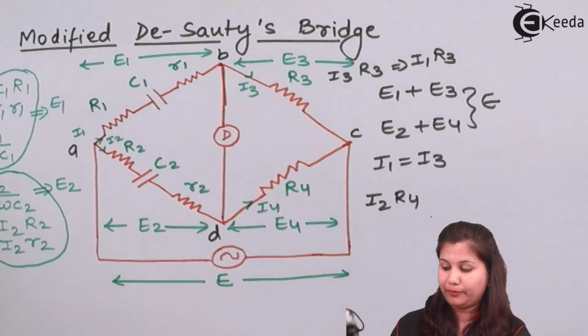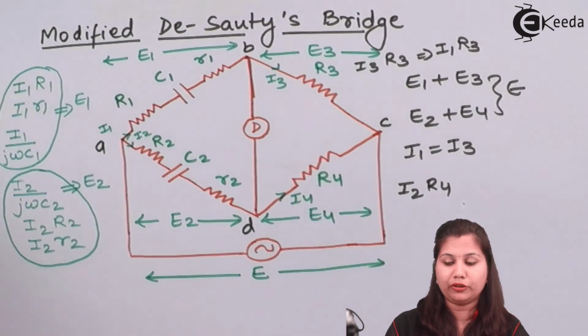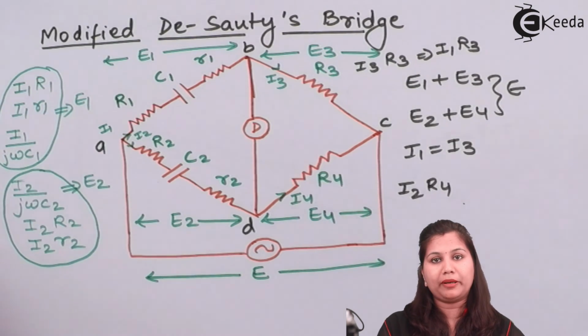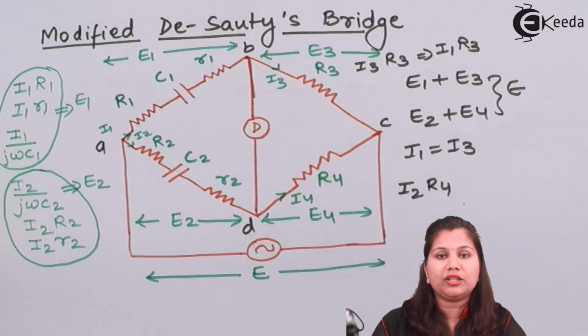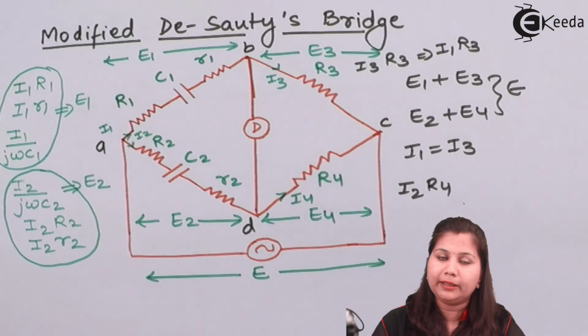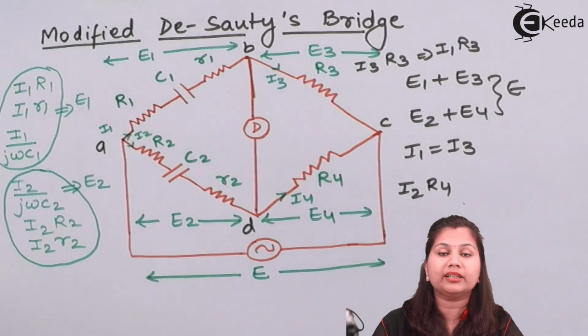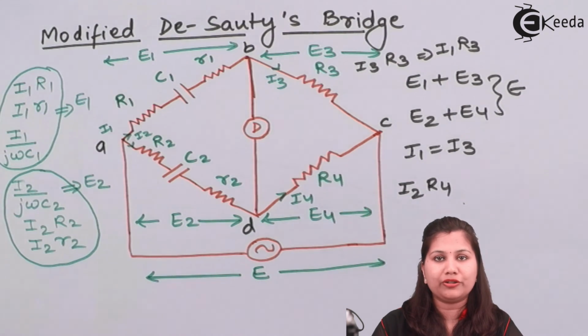And this modified De Sauty bridge, as it is considering the loss component, the dielectric loss component also, can be used for the measurement of the capacitance of imperfect capacitors. So in this video we have studied the measurement of capacitance by using the De Sauty bridge and also the modified De Sauty bridge. We have studied the phasor diagram also for both the bridges and how we can calculate the dissipation factor for the capacitors using this bridge network.